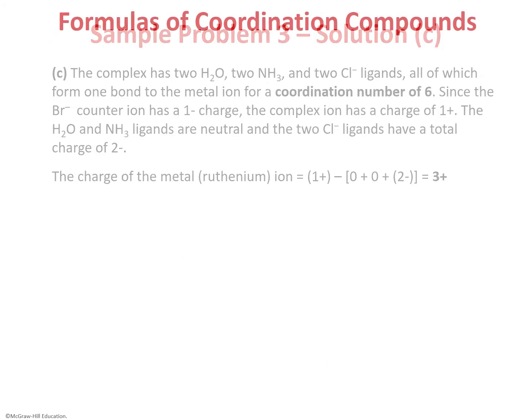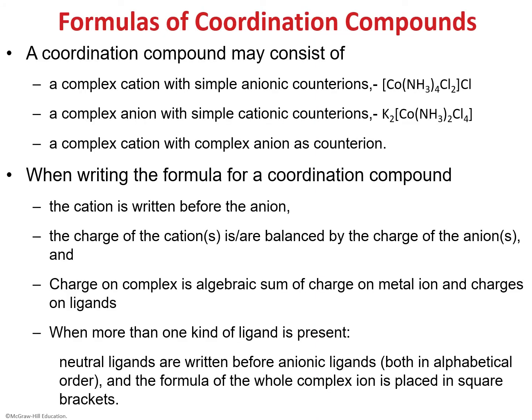Okay, now let's look at the next type of question that you can see here. So, like I said, we have to figure out what is the formula of a coordination compound. How would you find out what's the formula of a coordination compound? Just follow these steps, like written right here. When writing the formula for a coordination compound, remember the cation is written first, then the anion. It's always cation followed by anion. Then the charge of the cation is balanced by the charge of the anion to make the compound neutral. So that's always what we do.